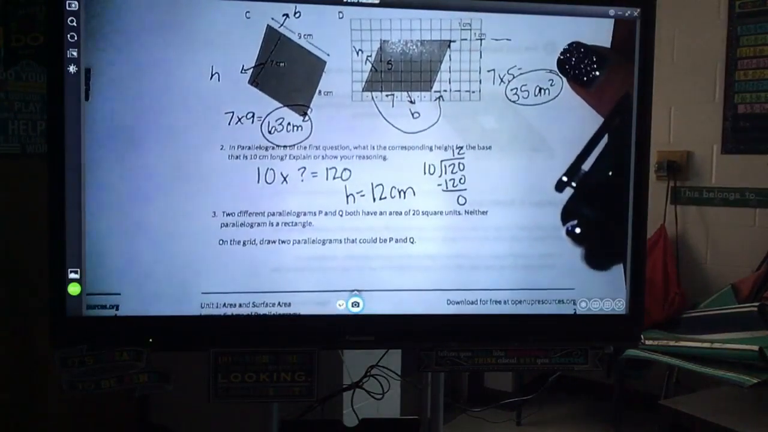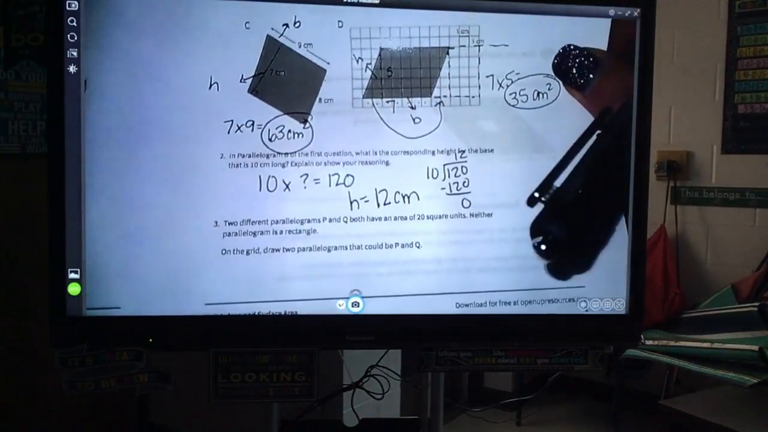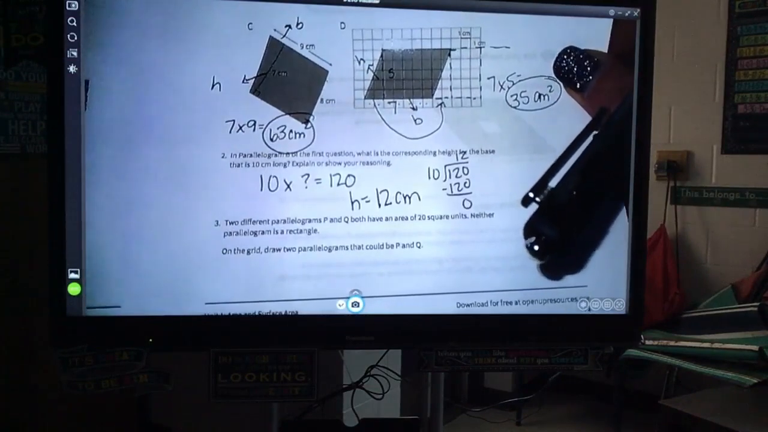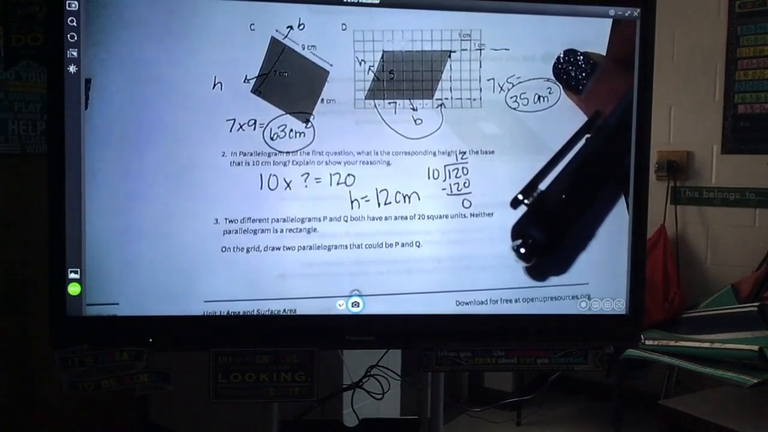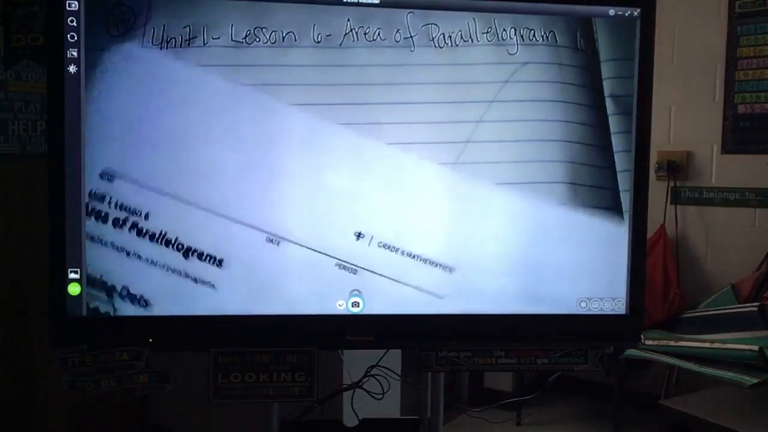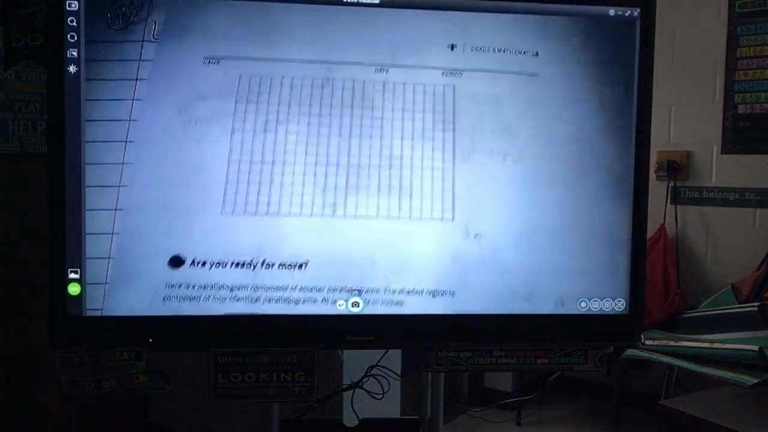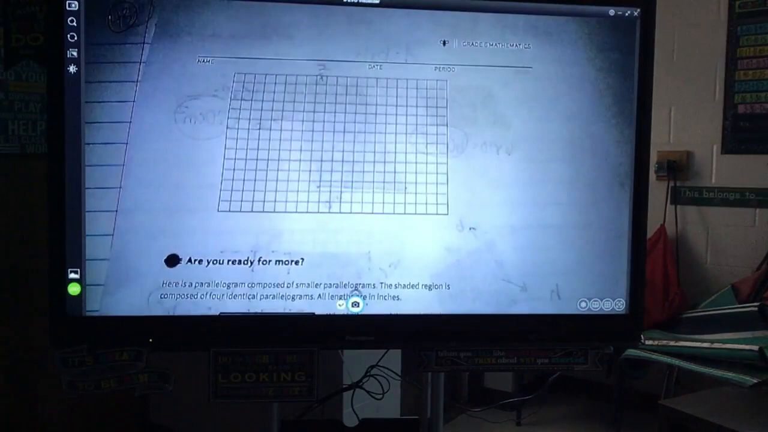All right. Number 3. It says 2 different parallelograms P and Q have an area of 20 square units. Neither parallelogram is a rectangle, so you cannot draw a rectangle. Flip your paper over. You are coming up with 2 parallelograms that are not rectangles, that are different, that equal 20 square units. Go. You have 3 minutes.